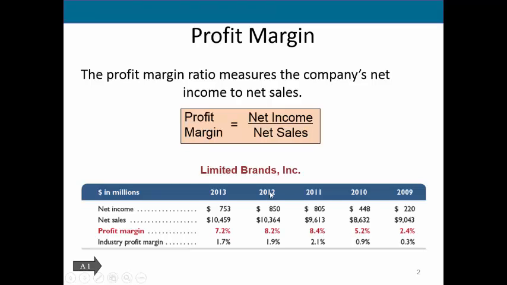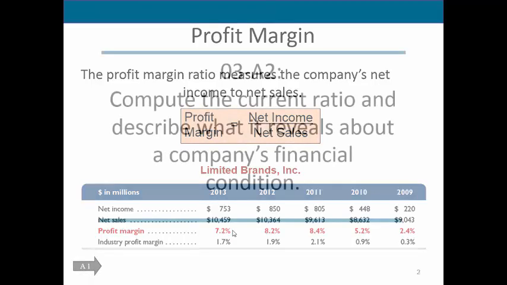Then let's look here, for example, from 2012 to 2013. You can see their sales increased. Not a huge amount, but it did increase. But what happens to their net income? Their net income actually decreased. So even though we saw an increase in net sales, their expenses must have increased because that increase in net sales did not result in an increase in net income. And that's why you see here the drop in profit margin.